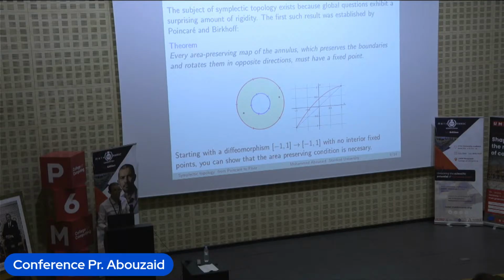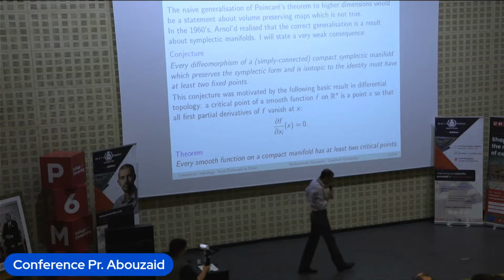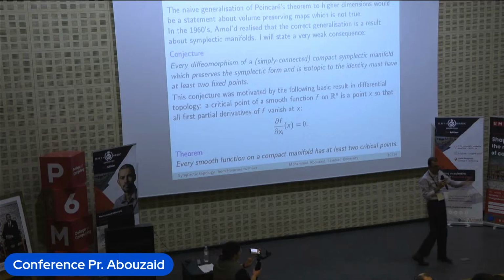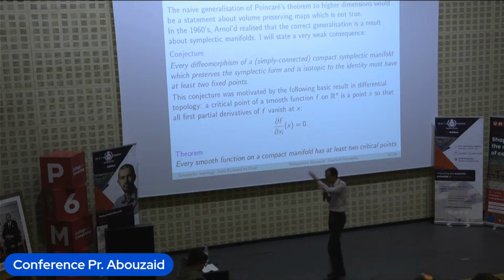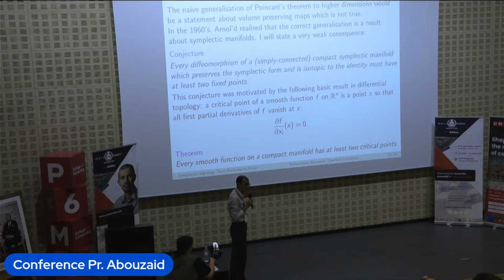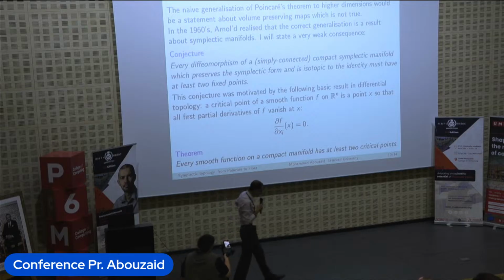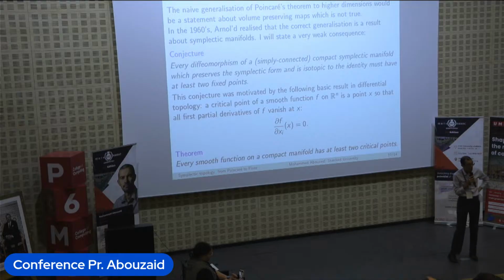Now, once you have this result, you can ask yourself, can I generalize it to other surfaces? One thing you could try to do is generalize it to higher dimensions. This is where Arnold comes in. The naive generalization is to say, well, I have this notion of area, maybe I should look at volume. That doesn't work. You take the analog of the annulus, which is like you take a ball and you remove a ball from it, and you will not be able to prove a result of the nature of Poincaré's result.